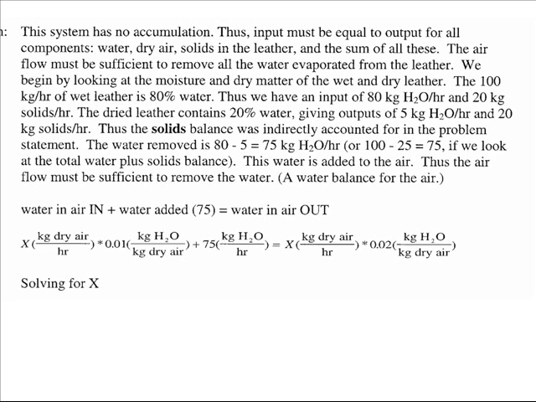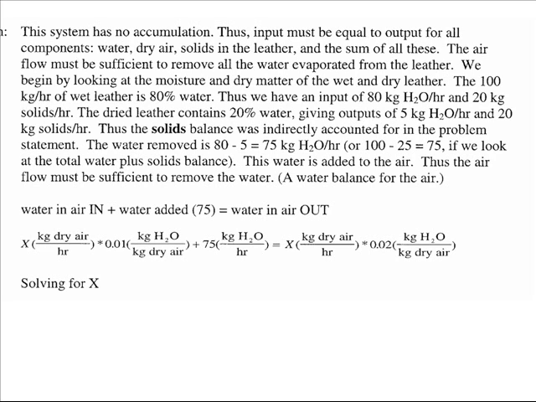So what we basically understand from this point is that we know how much solids came into the system and left the system, 20 kilograms. We know how much water came in, 80 kilograms, and how much water left the system in the leather, 5 kilograms. The difference, the amount of water that went from the leather to the air, is 75 kilograms. So since we know the amount of water there, we can do a water balance for the air, because we know how much water came in with the amount of air we're trying to solve for, how much water went out with that air, and how much was added.